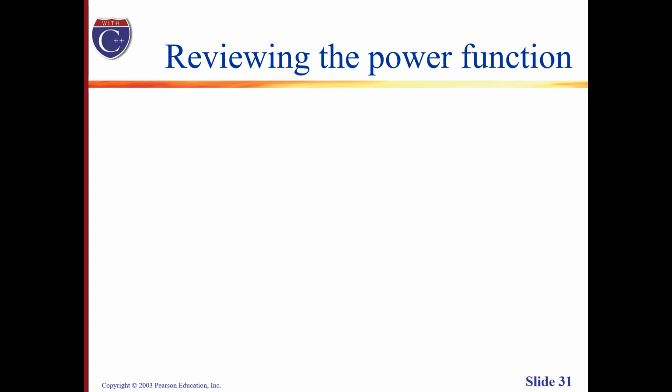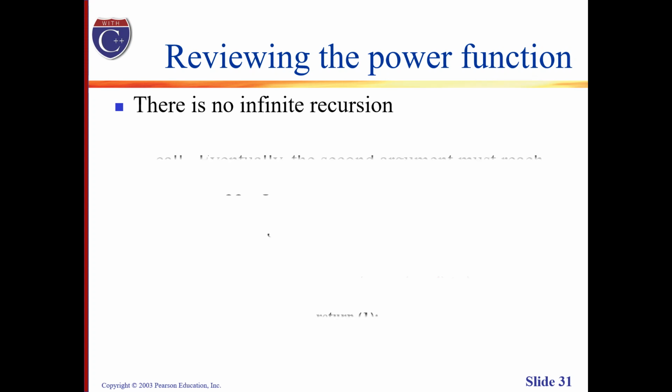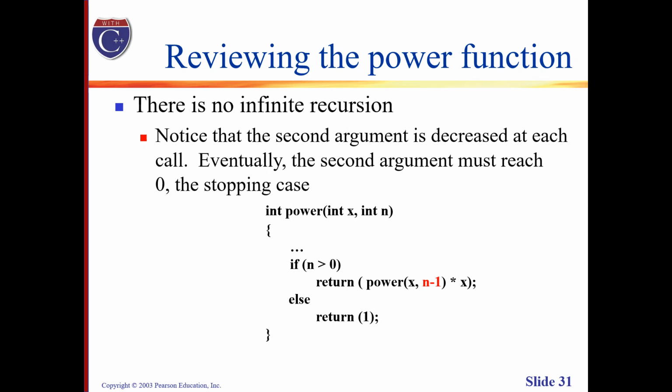Looking back at the power function that we had a while ago, it should be noted that there is no infinite recursion that was encountered. Notice that the second argument is decreased at each call. Eventually, the second argument must reach 0, which is the stopping case, causing our recursive call to stop. And this is how it's going to be. It will reach a certain point where n will become 0, thus it would only return 1.